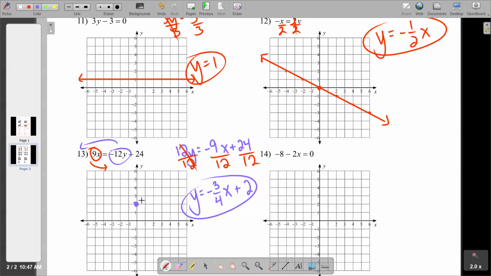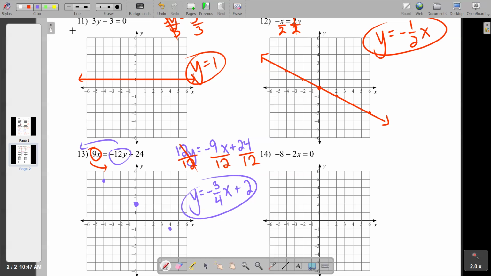And then what is the slope? Down 3, right 4, or conversely, up 3, back to the left 4, like that. And again, you'll graph the line through those points. Any questions on that? I don't feel like I need to graph that line. You guys know how to work a ruler.